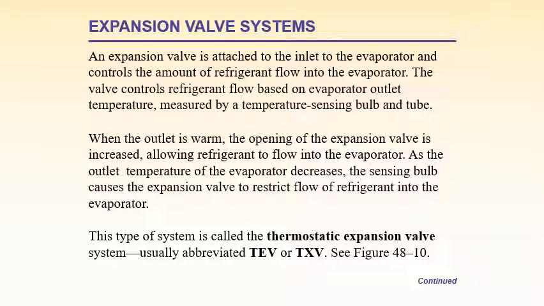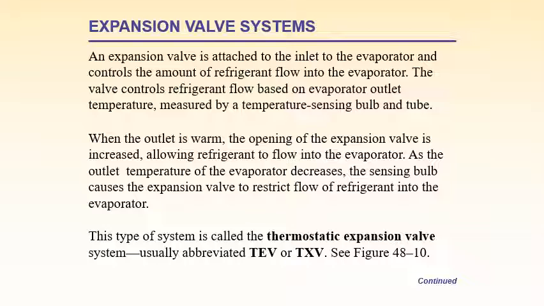So students, you have seen the expansion valve in the last lecture. What is the purpose of this expansion valve? The expansion valve reduces the pressure of refrigerant from the condenser pressure to evaporator pressure. And where is the location? An expansion valve is attached to the inlet to the evaporator and controls the amount of refrigerant flow into the evaporator. So this is the main function of this expansion valve.